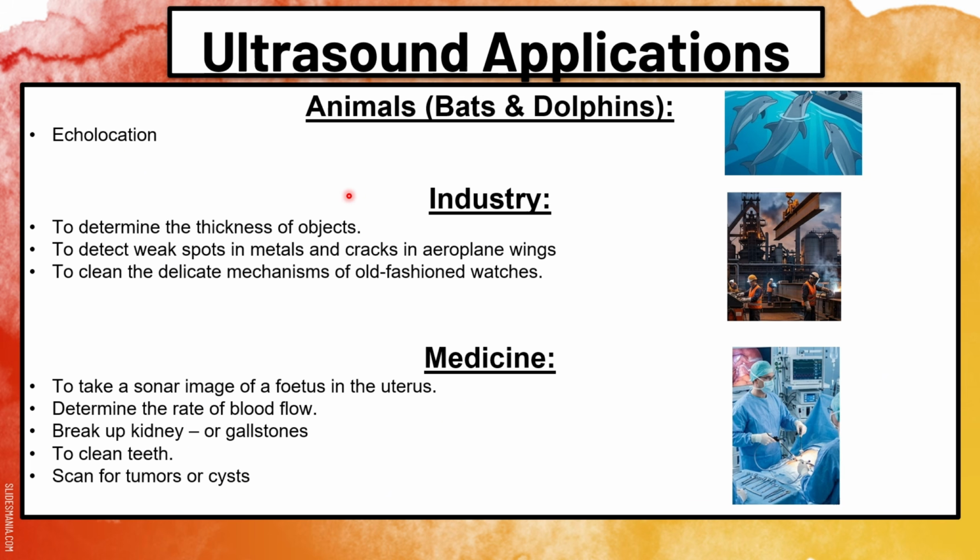Then another application in the industry: we use ultrasounds to determine the thickness of objects, to detect weak spots in metals and cracks in airplane wings, or to clean the delicate mechanisms of old-fashioned watches. In the medical field, ultrasounds are used to take sonar images of the fetus in the uterus or to determine the rate of blood flow. It's also used to break up kidney or gallstones or to clean teeth and scan for tumors or cysts.